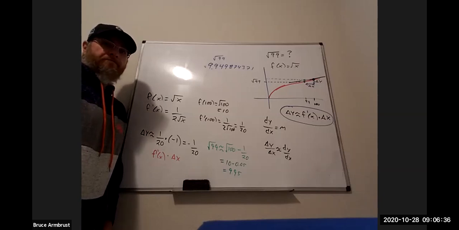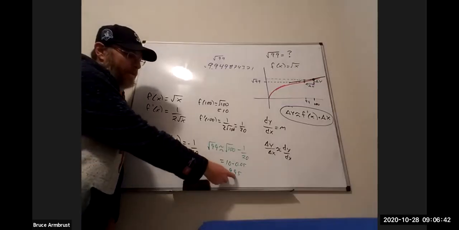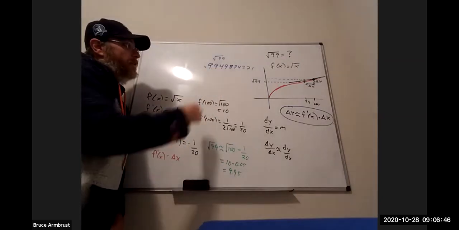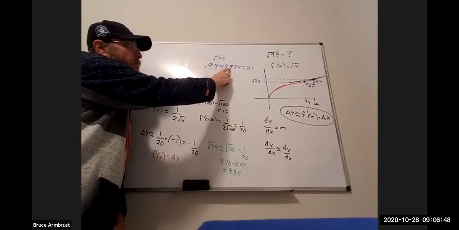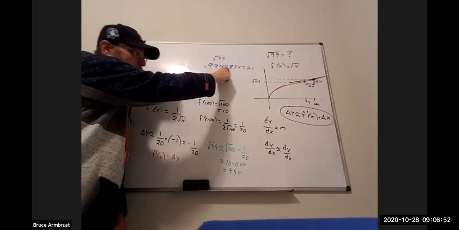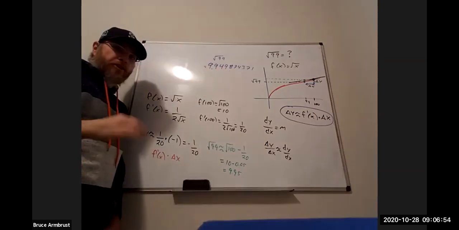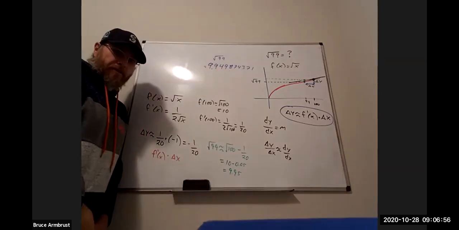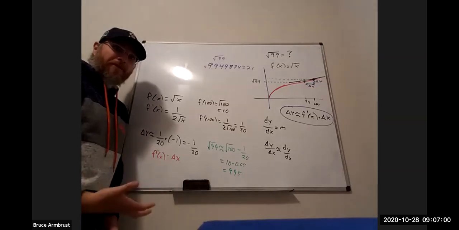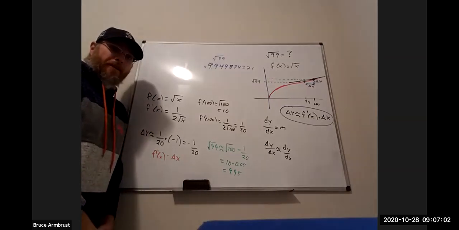How'd we do? Good, because we rounded to 2 decimal points. Yeah, 9.95 versus 9.94987. I mean, we are good within 0.0002. So that is 2 10,000ths. We're within 2 10,000ths, people. That's a damn good approximation.